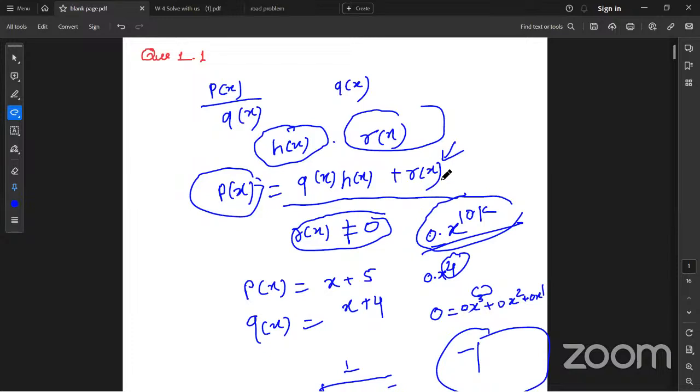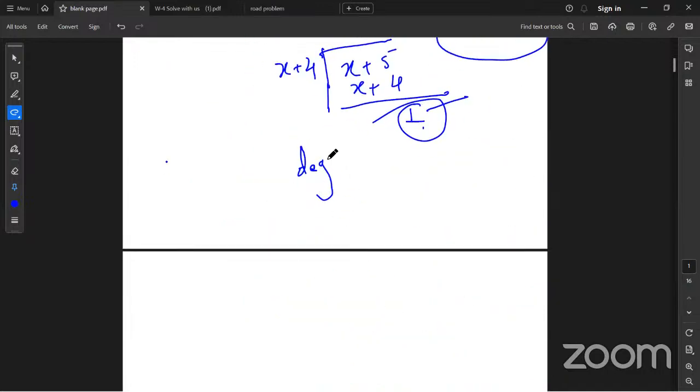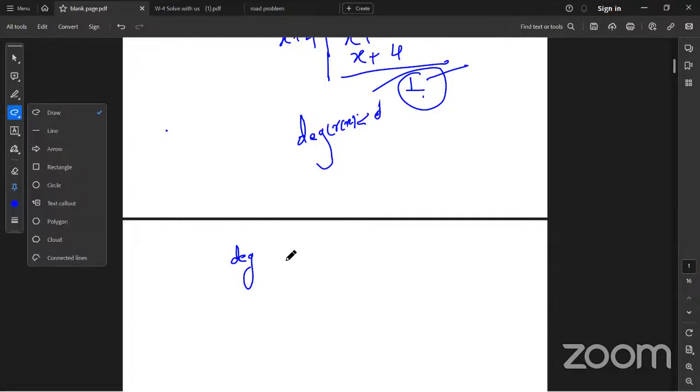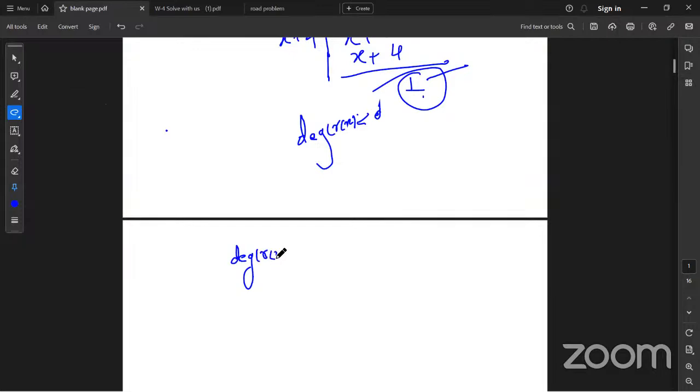If I am writing P(x) like this, and this is my remainder, so we will say the degree of R(x) should be strictly less than, let me write on another page, the degree of Q(x). Can someone tell me what it will be? The degree of R(x) should be less than the degree of Q(x), but greater than 0. Is it less than, or strictly less than? Strictly less than.